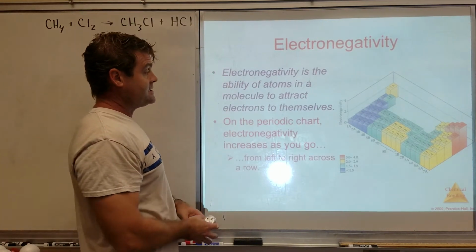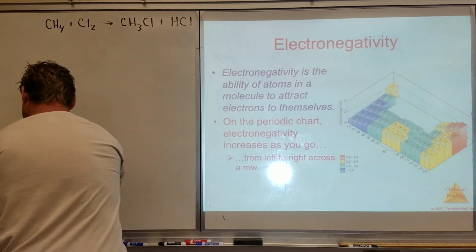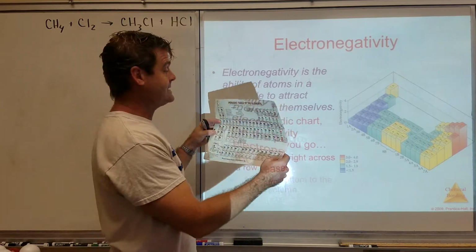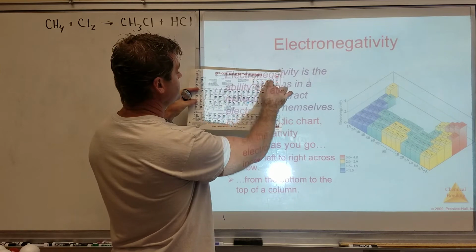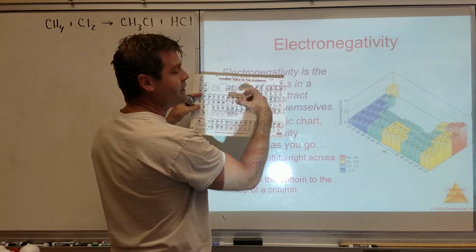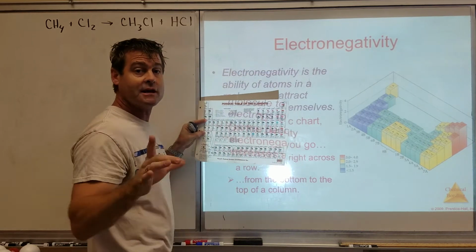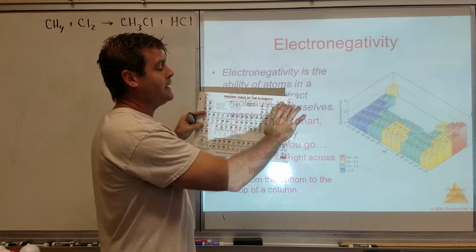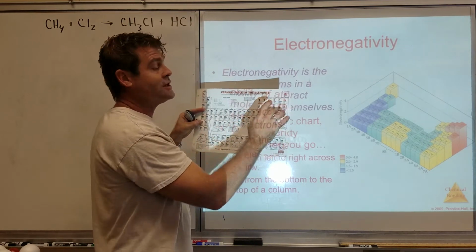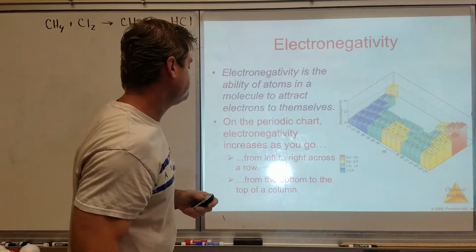So, what this is saying is, as you go on the periodic table, we did this last lesson, I believe, as you go right, electronegativity increases. As you go down, electronegativity decreases. Therefore, upper right, with the exception of the noble gases, should have the highest electronegativity.